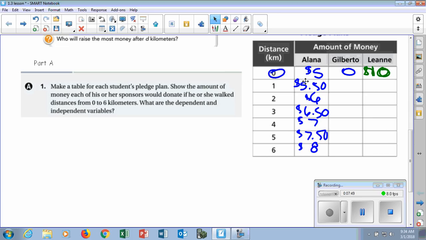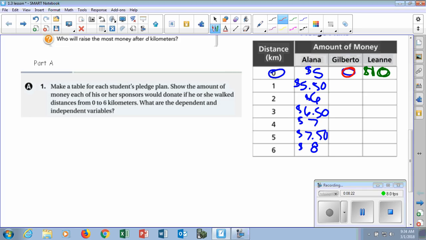So Stephanie told me, as we did as a class, that it's $5 for 0 kilometers. They all give you $5 no matter what. However far you run, no matter what, they give you $5. And then on top of that, they said for Elena's, 50 cents per kilometer. So that's why at 1 kilometer, she added 50 cents to that. And then at 2, they added another 50 cents. Any questions as to why that is? No. Okay.